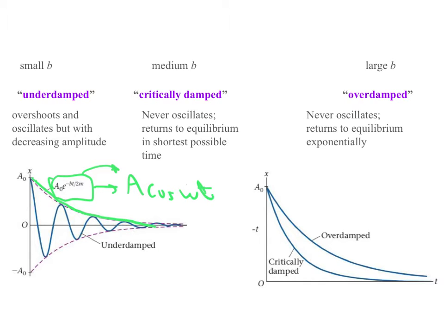Something is critically damped if it never oscillates, but it returns to equilibrium in the shortest possible time so as to not oscillate. So this is the critically damped system. It does eventually reach equilibrium, or at least gets asymptotically close, but it never goes past, so it isn't really an oscillation in the normal sense. And then an overdamped system, which has large B, never even oscillates once. It returns to equilibrium exponentially, but very, very slowly. And in fact, in many systems you might find that it doesn't get back to equilibrium at all, that it comes to rest at some offset.